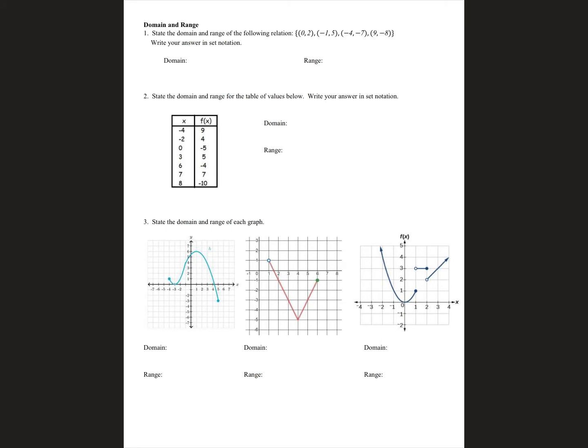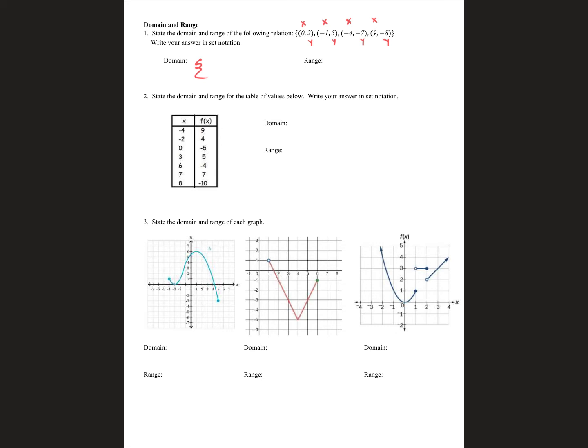Domain and range. Number 1, it says state the domain and range given the following relation. So our x values are 0, -1, -4, and 9. Our y values are 2, 5, -7, -8. So again, these are individual points, so I'm going to list them out using the curly braces.